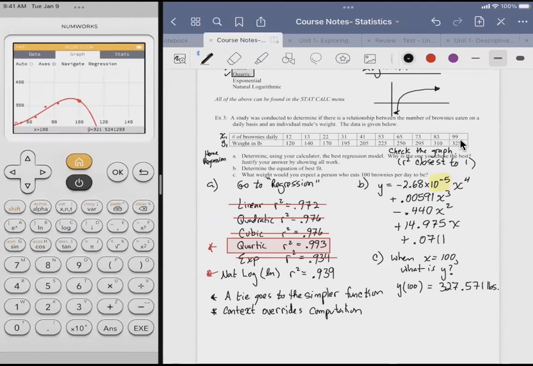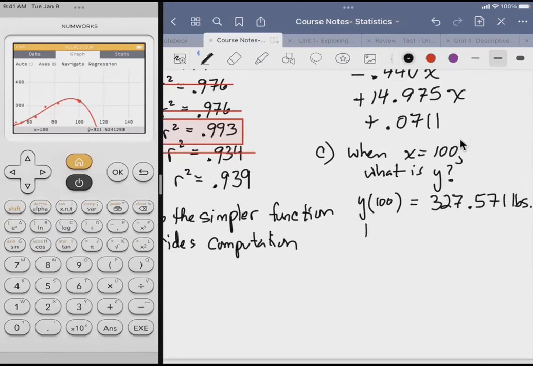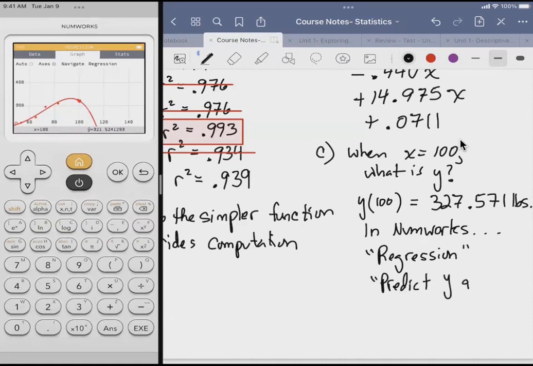So again, if you want to do it in the calculator, so in the NumWorks, you're going to go to regression, and then you're going to go down to predict Y given X. So we have 3 different ways to come up with our answer.